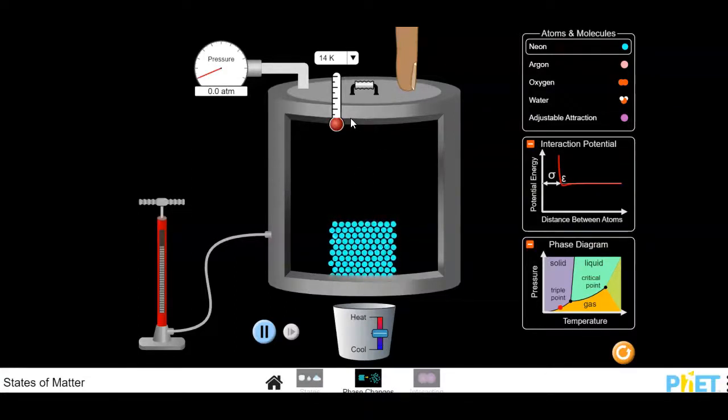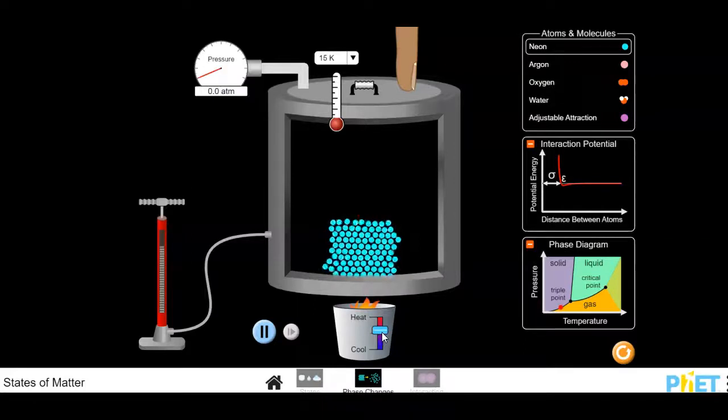So notice right now I've changed the situation a little bit. I've got a slightly different container, and I have a pressure gauge up here. And again, we're just making observations. Okay, right now we can observe that number one, this is a solid. It's a solid block of neon. We can tell because the atoms are kind of neatly arranged. And the pressure gauge is reading 0.